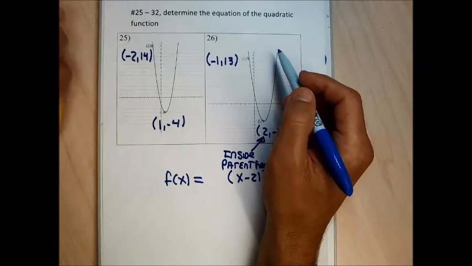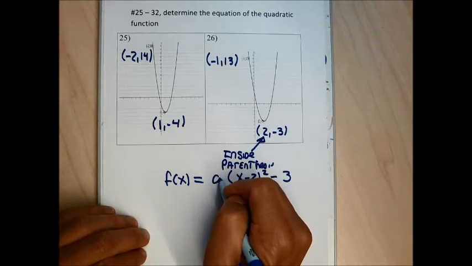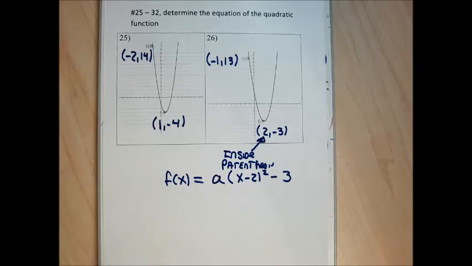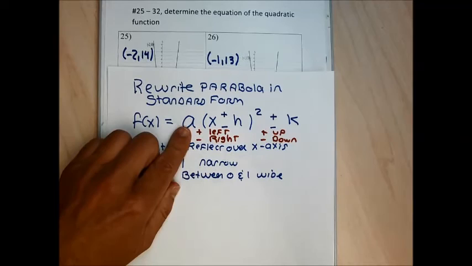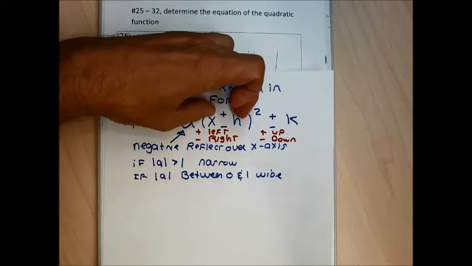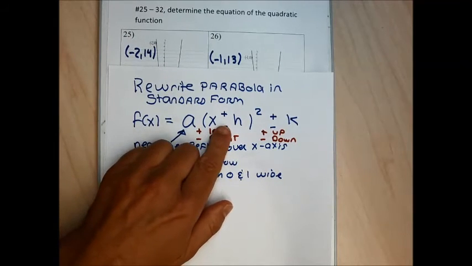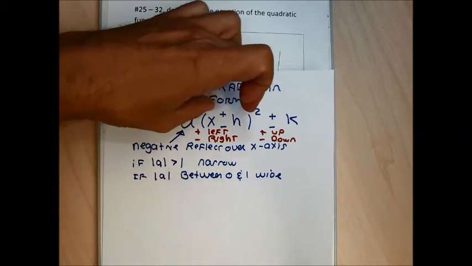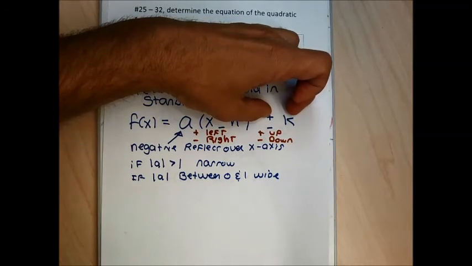To force it to go through the point (-1, 13), I'm going to try to get a number in front of the parentheses, because the standard form of a parabola has a number in front of the parentheses, and then an x plus or minus a number squared, and then a plus or minus a number. Well, I have most everything. I know what the parentheses looks like. I know the number after the parentheses.